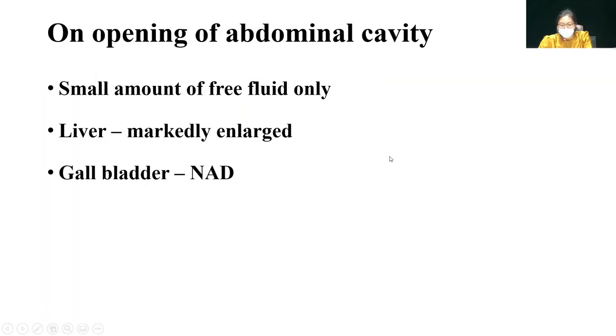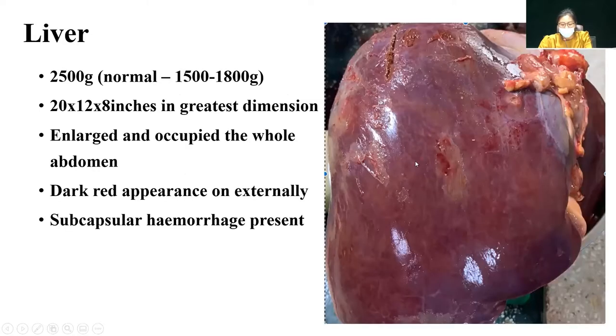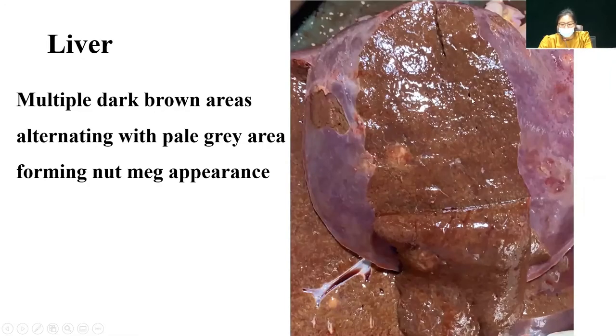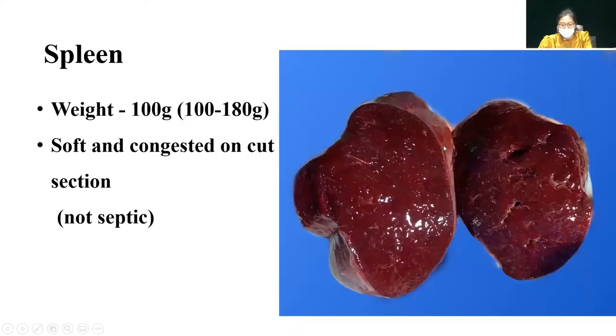On opening of the abdominal cavity, only a small amount of free fluid is noted. The liver is markedly enlarged. It weighs 2,500 grams, measuring 20 by 12 by 8 inches in greatest dimension, and it occupies the whole abdomen. Externally, it is dark in appearance with subcapsular hemorrhage. This is a serial cut section of the liver parenchyma showing multiple dark brown areas alternating with pale gray areas forming a mat appearance.